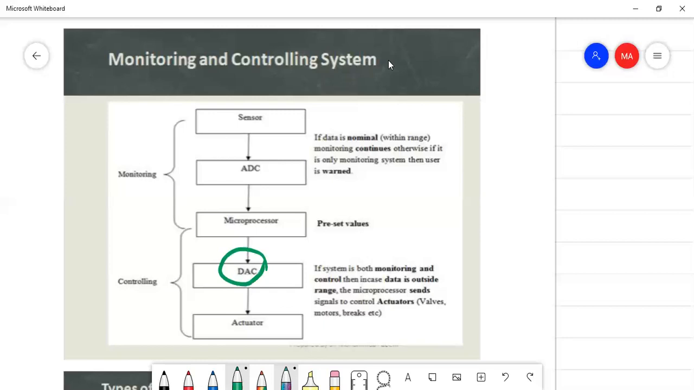Now, is it clear to all of you how the sensor and actuator work in parallel together in order to monitor or control the overall system? Kindly send me a message.